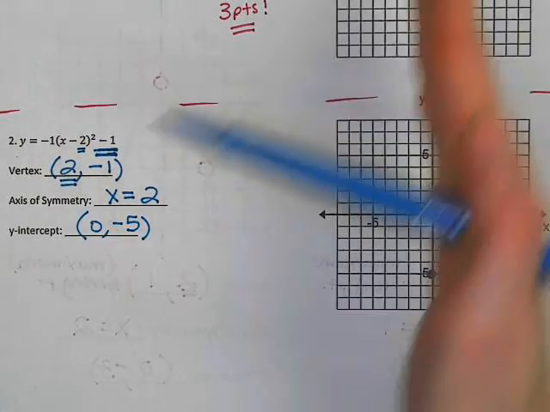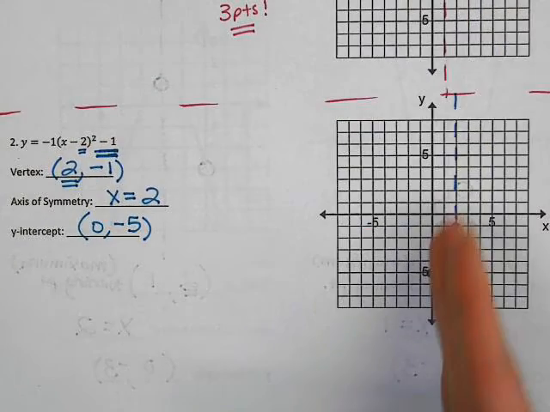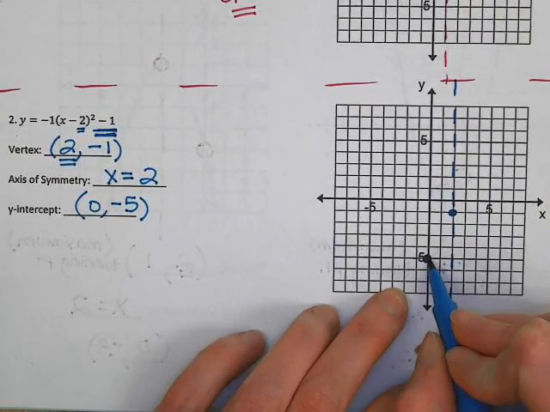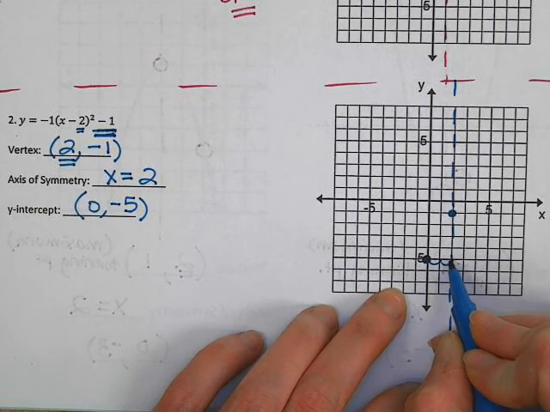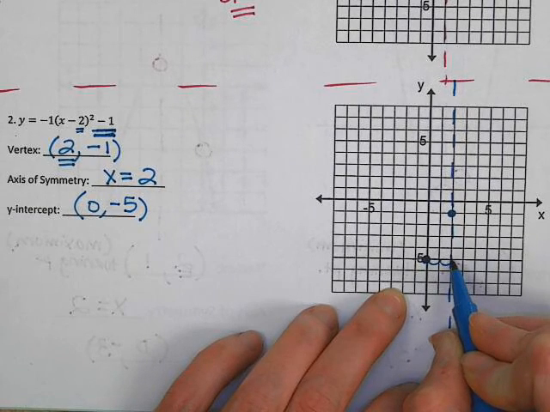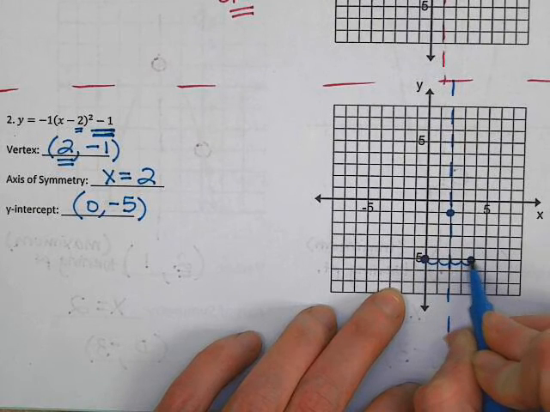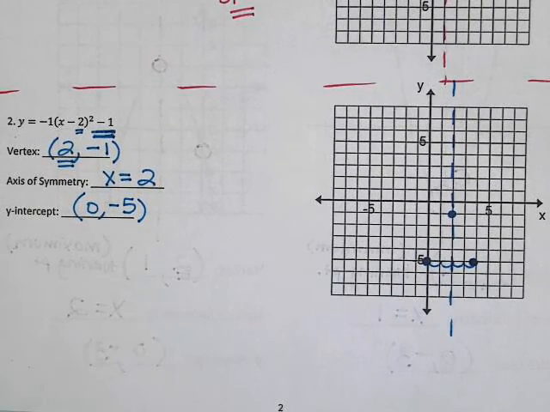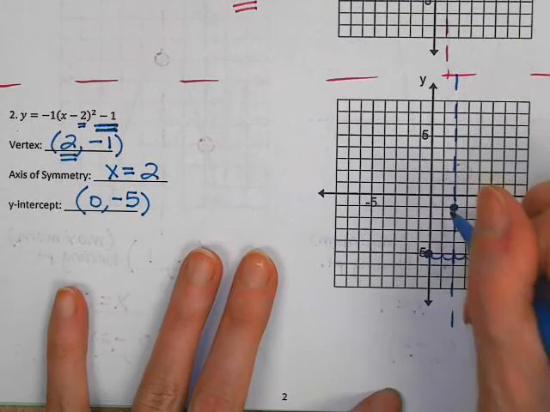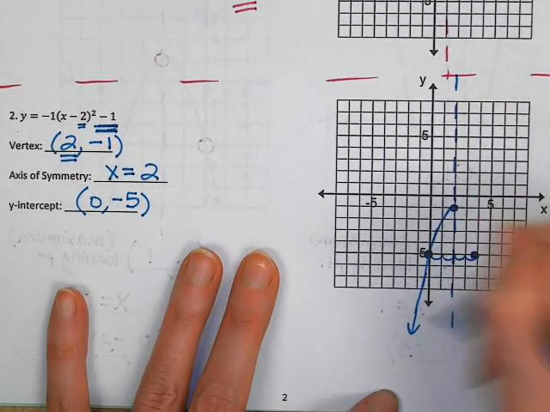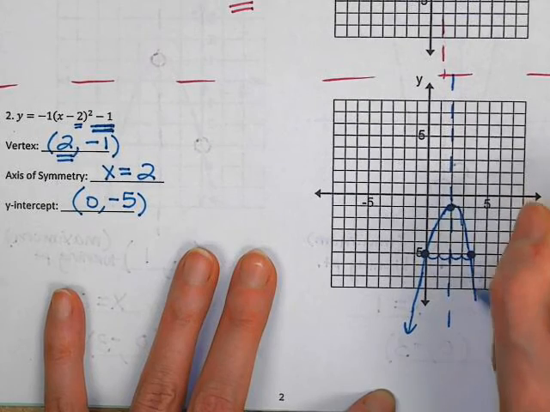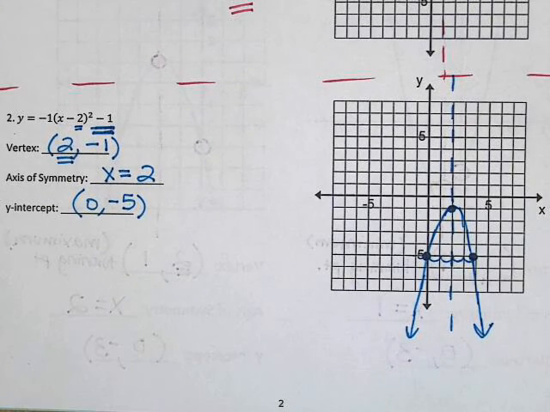So if this line cuts the graph in half, if this point is 2 away to the left of the line, then symmetry tells us there's got to be another point 2 away to the right of that line. And then if you connect the dots in kind of a curvy fashion, that is your upside down U. So that's your parabola.